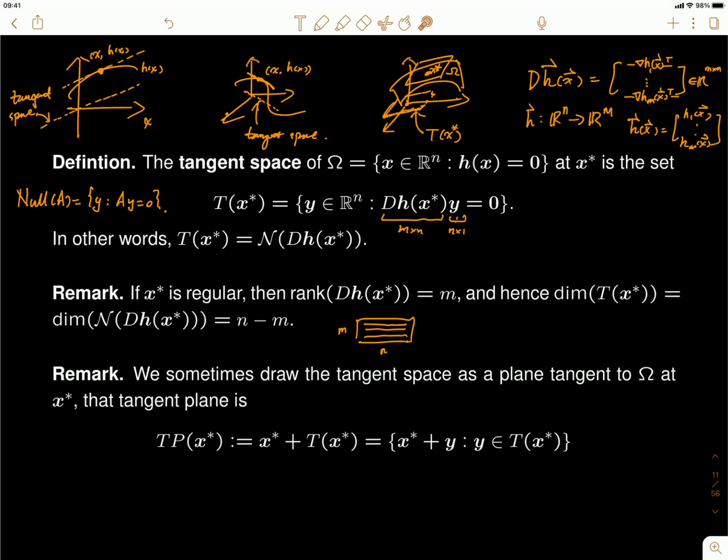And as we said, H is a mapping from Rn to Rm, and this point x star is regular. That means the Jacobian matrix has rank m. Then the null space of this Jacobian will have a dimension n minus m. Okay. And that corresponds to the case here. Remember that right now we have a surface in a three-dimensional space, and we only use one constraint. So in this case, n equals 3, it's a 3-dimensional space. m equals 1 because we only have one constraint.